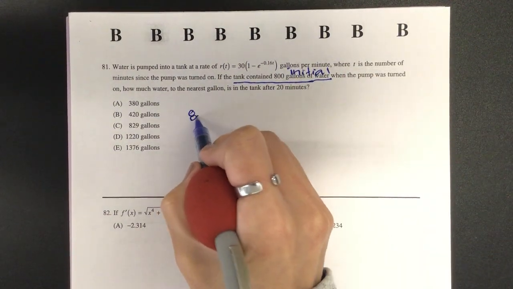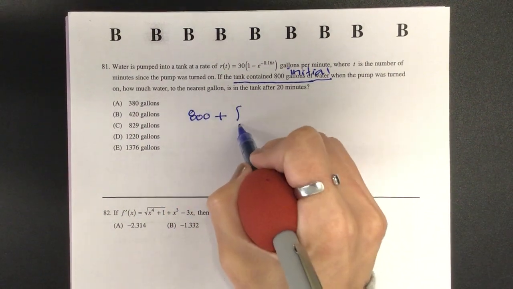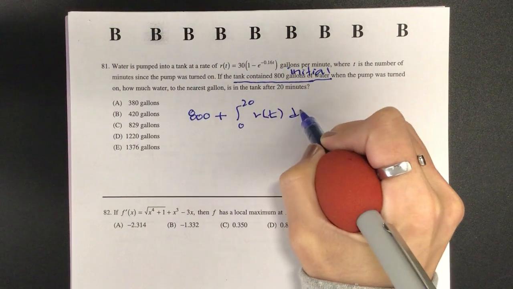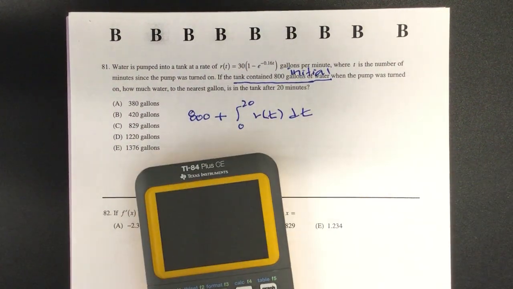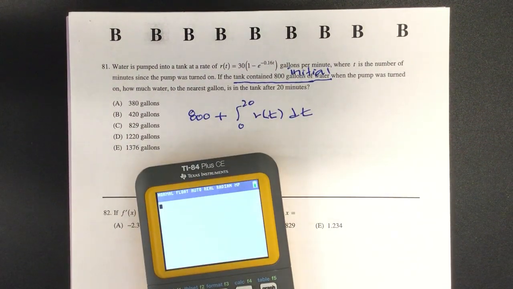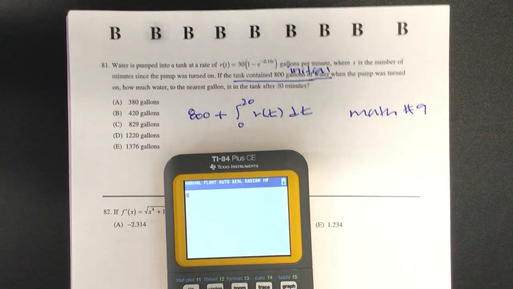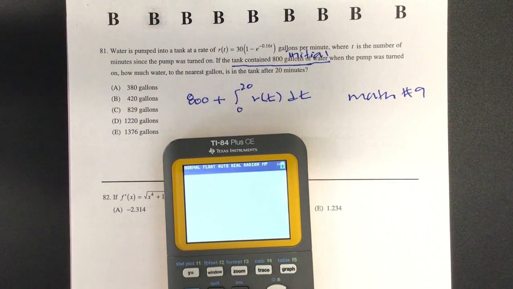So we're going to add the 800 and then find the integral by typing it all in on the calculator. So this one, you do no work by hand. Okay, what was the function for integral? Math 9. So let's go to math 9, everybody. Hope you're typing with me. Oh, look at me, I forgot my 800 first. And then math 9, 0 to 20.